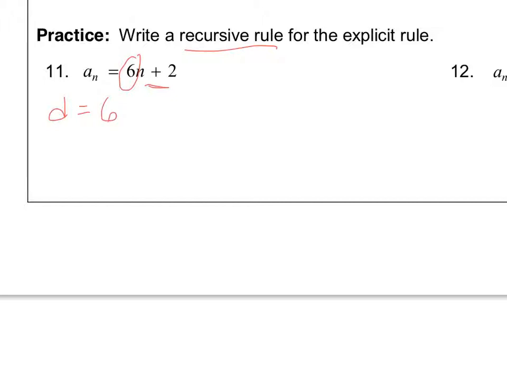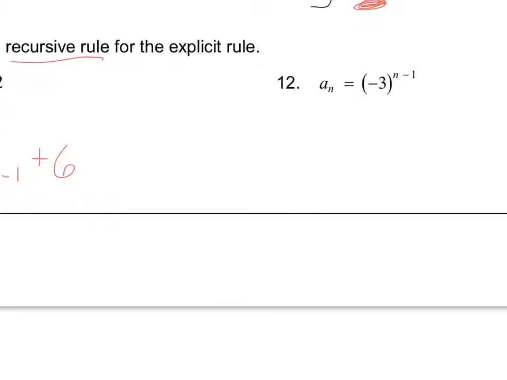So to do this, all we have to do is a sub n equals the term before, so a sub n minus 1 plus the common difference. And now we've written our recursive rule for the explicit rule. Okay, let's look at number 12.